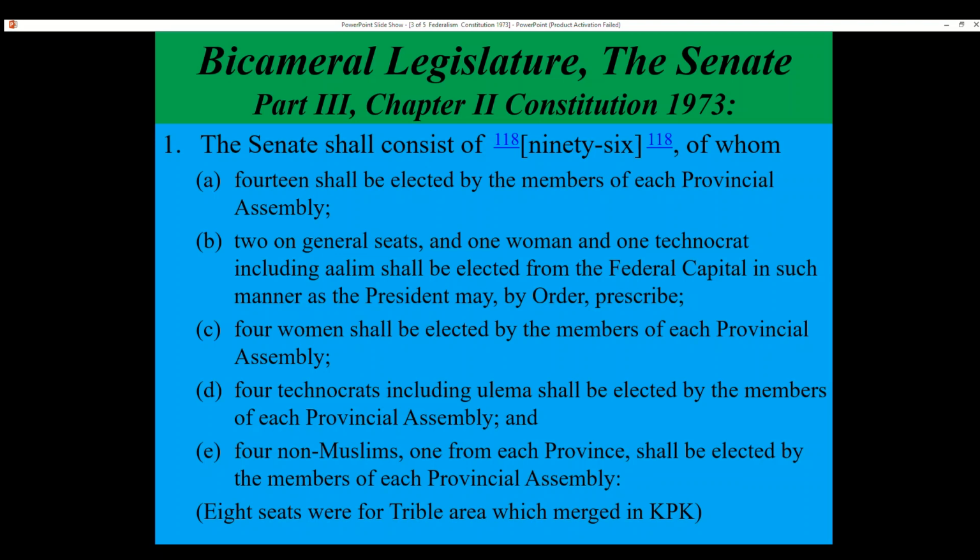For non-Muslims, non-Muslims are also provided reasonable representation in the Senate. There are 4 seats, and one non-Muslim will be elected by each province. So this is the segmentation of the seats in the Senate.